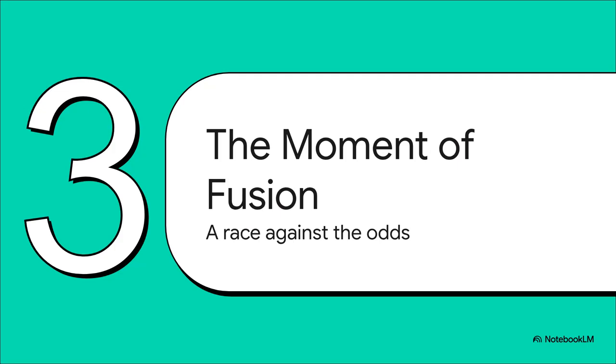Okay, so the delivery vehicles are built, the target is ready, but now comes maybe the greatest challenge of all. How do they actually find each other? Out of hundreds of millions, how does just one sperm navigate its way to the egg? It's a race against absolutely incredible odds, guided by a faint trail of chemical signals.